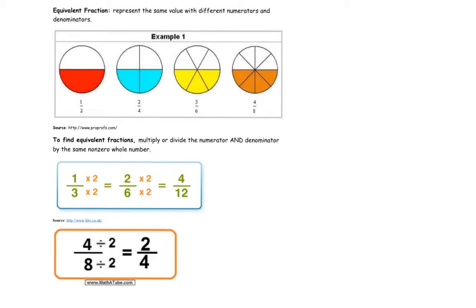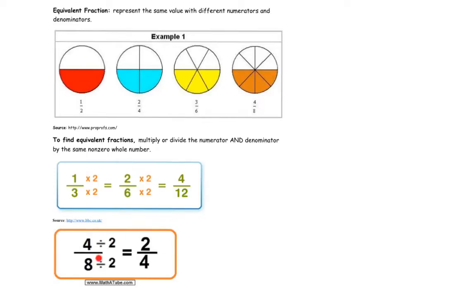To find an equivalent fraction, typically you're going to multiply, but sometimes you'll divide the numerator and denominator by the same number. And it can't be zero. So here, if you take 1/3 and multiply the numerator, the top, and the denominator, the bottom, by 2, 1 times 2 is 2, 3 times 2 is 6, that gets you a new equivalent fraction. And if you do that again with the new one, you get 4 twelfths, and that gets you a third equivalent fraction. So if you were to draw a circle with 3 parts, 6 parts, and 12 parts, and then color 1 of the 3, 2 of the 6, and 4 of the 12, you would be representing the same amount of the circle.